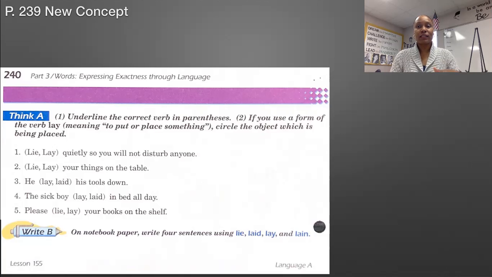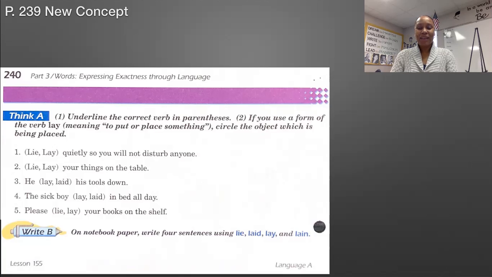Just ask yourself, is this requiring rest in a reclining position or putting or placing something down? Lie or lay quietly so you will not disturb anyone. Lie. Very good. Number 2, lie or lay your things on the table. Lay your things on the table.